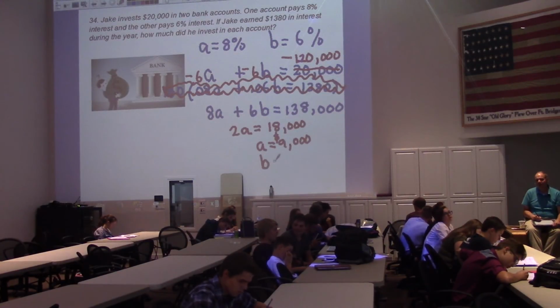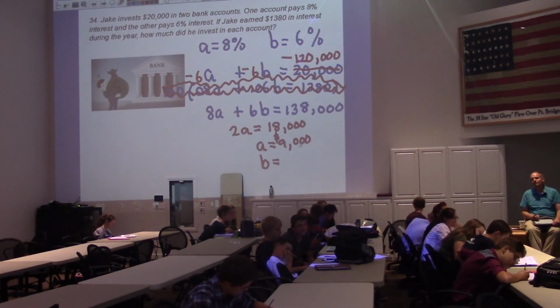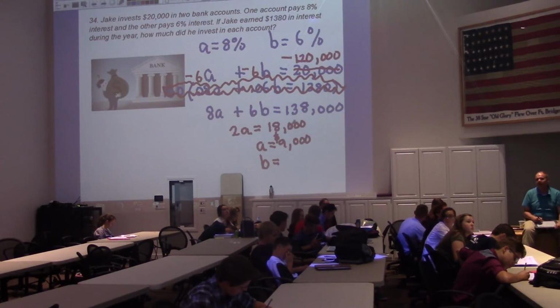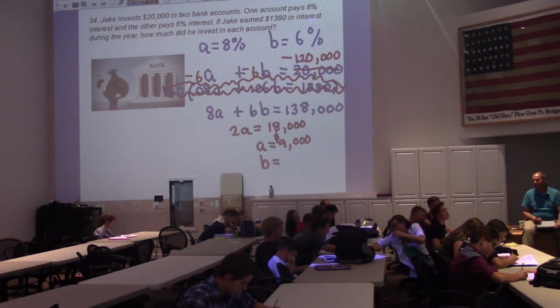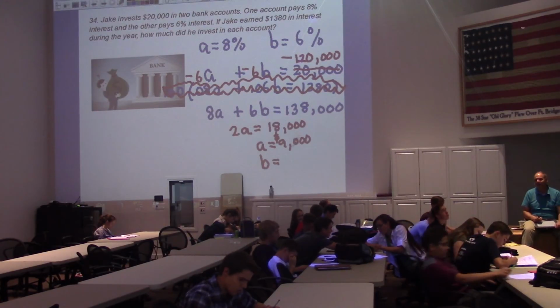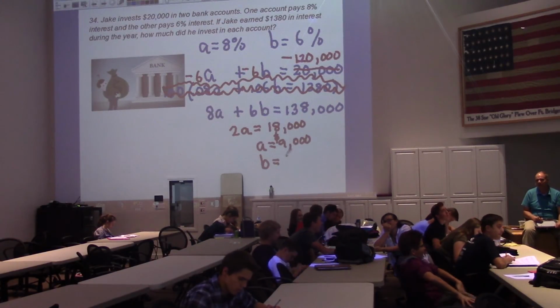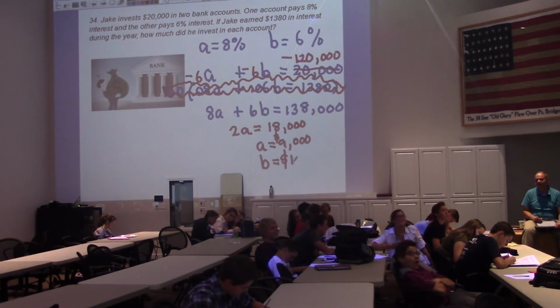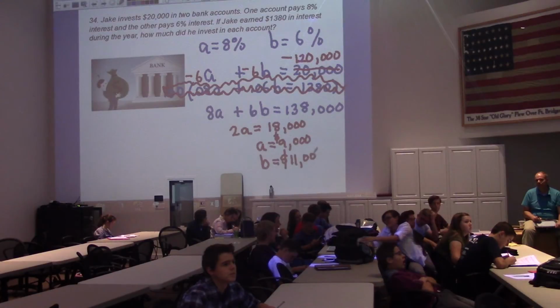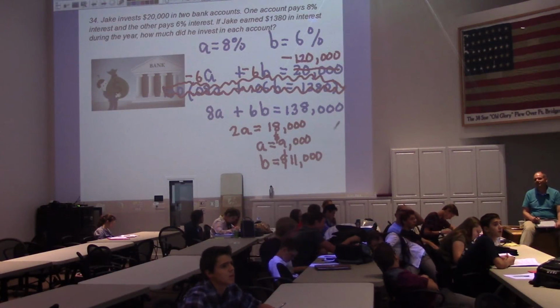Okay, what's the B account going to be, guys? What would be the quick way to solve for the B account? It's 11,000. Right, just go 20,000 minus 9,000 for the B account. That's a good way to solve it. Remember, these combined have to be 20,000, right? So it's 11,000. We're right.